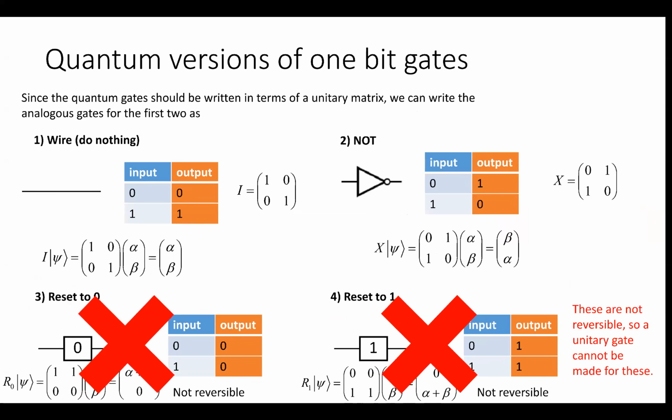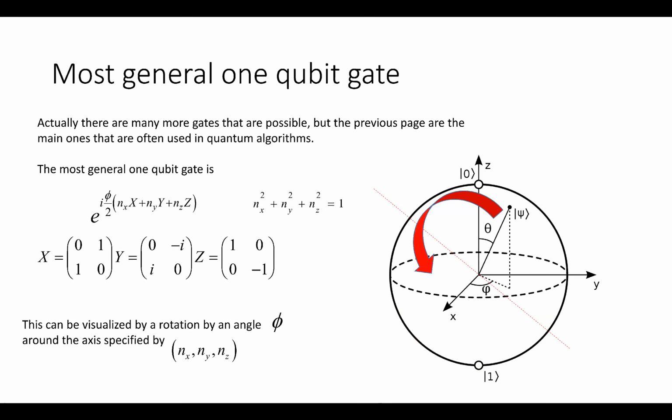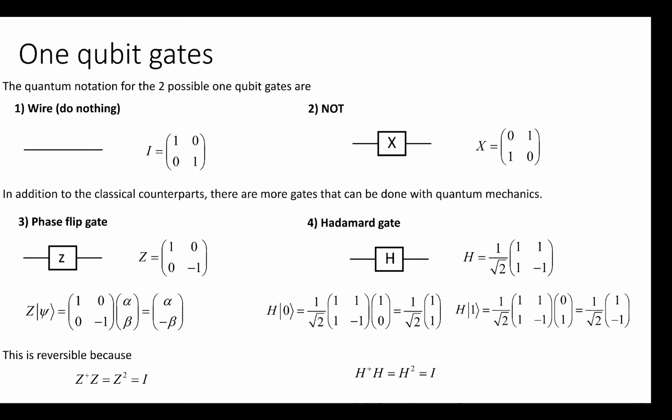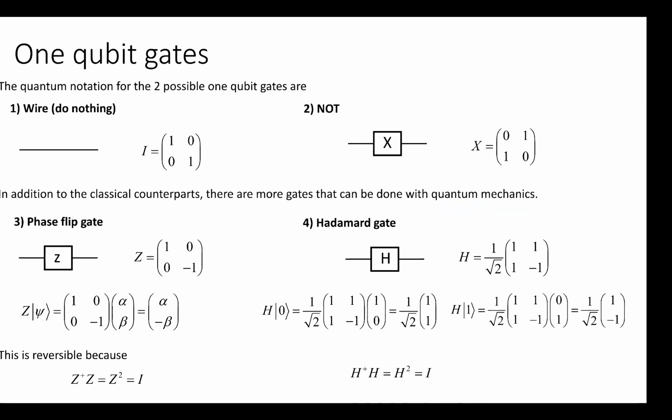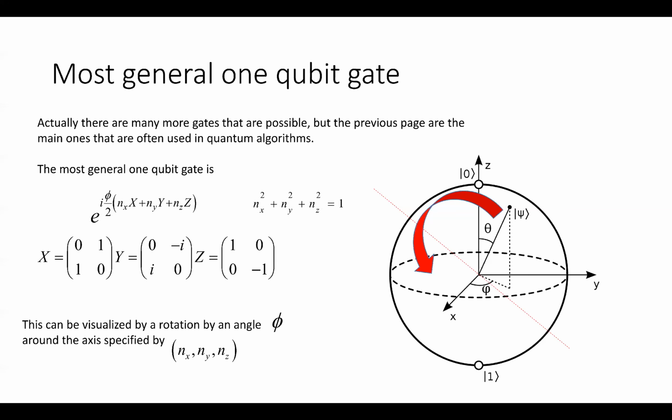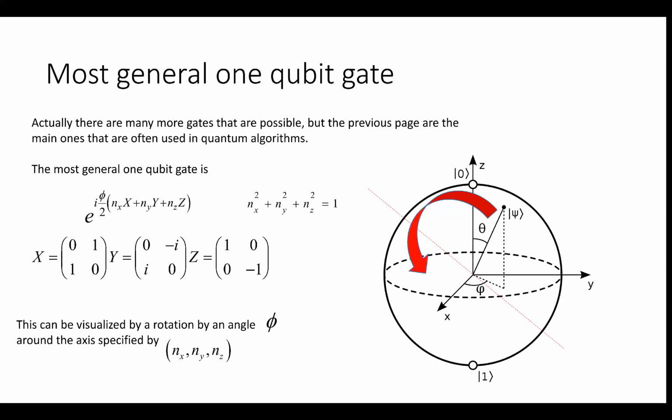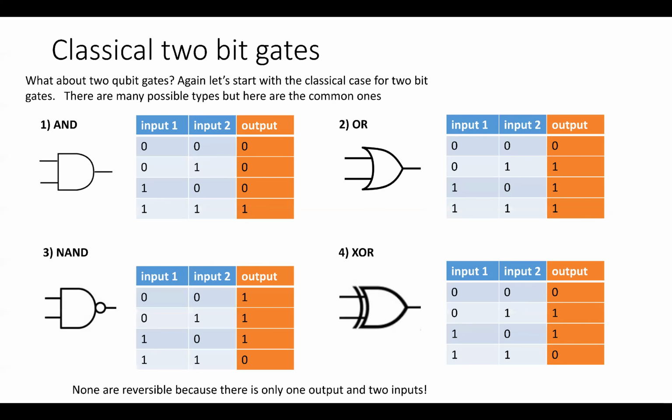Okay, so this is the most general 1 qubit gate that you can actually make. The ones which I was talking about here are just specific examples of this. And the most general 1 qubit gate can be written in this form. Okay, so now let's go on to 2 qubit gates.